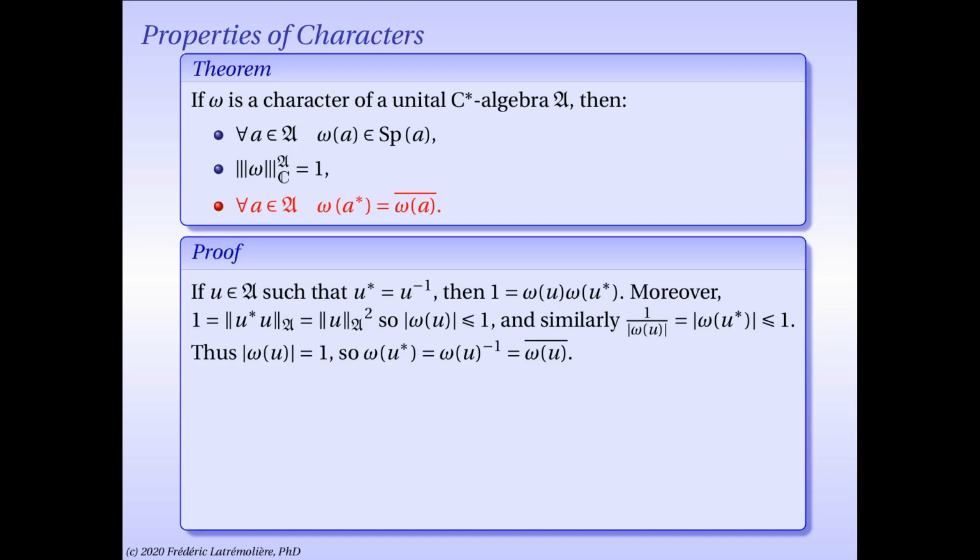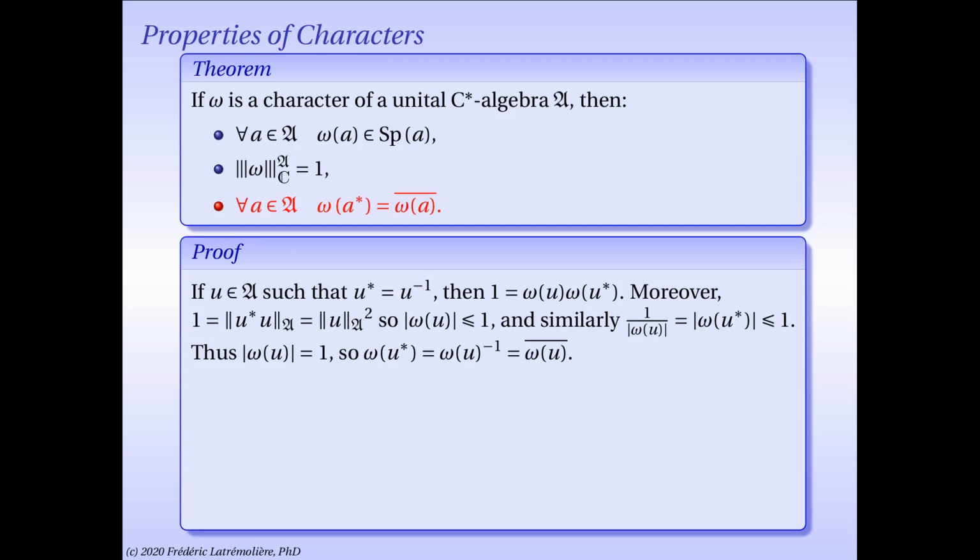So, since omega of U and omega of U star are complex numbers here, we can conclude that omega of U star is the inverse of omega of U in the field of complex numbers. But on the other hand, we also have the C-star identity that tells us that since U star times U, which is the same thing as U inverse times U, is the unit of A, and that has norm 1, we conclude that 1 is equal to the C-star norm of U star U, which is equal to the square of the norm of U. So, in short, the norm of a unitary is always 1.